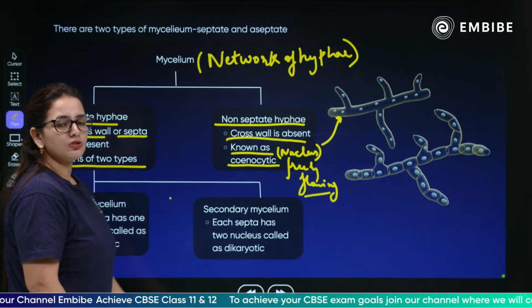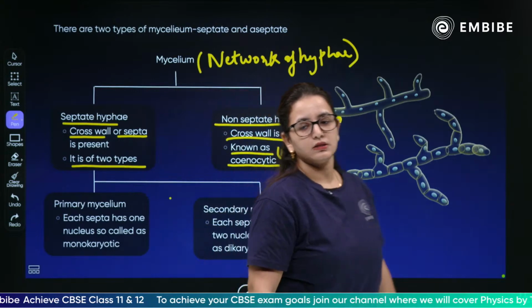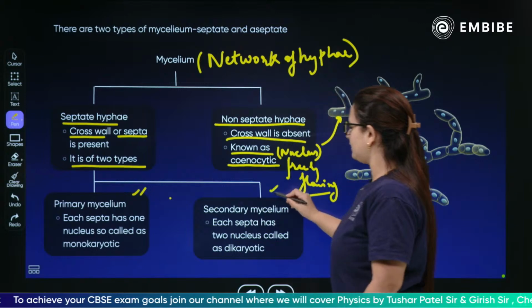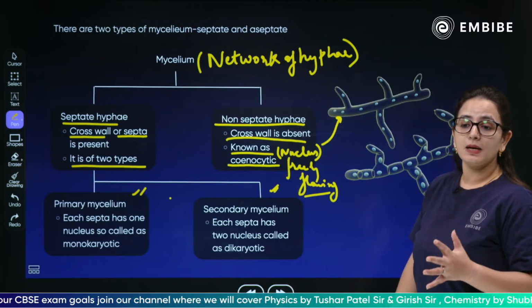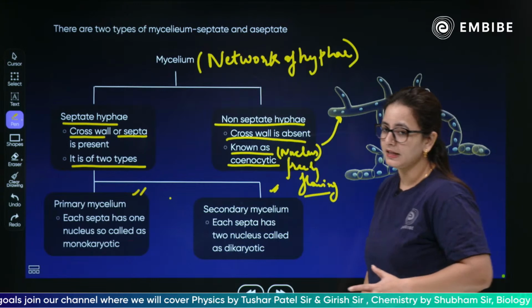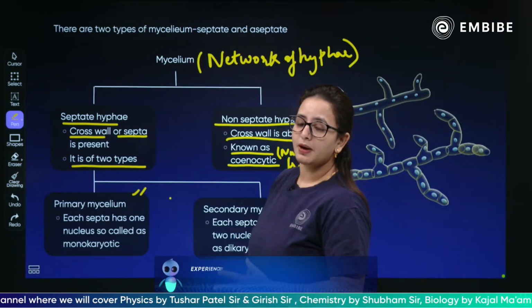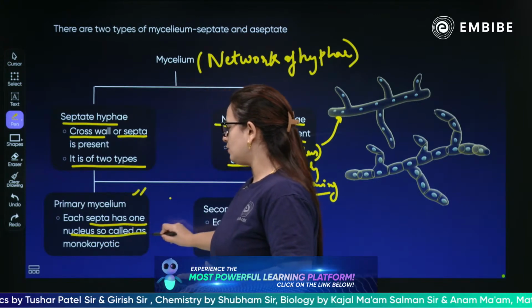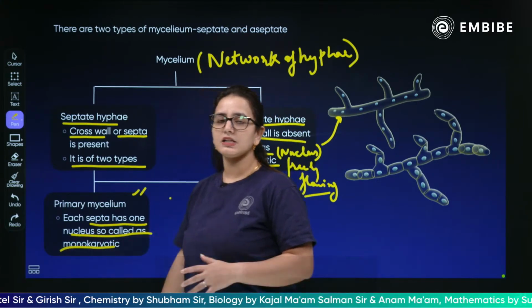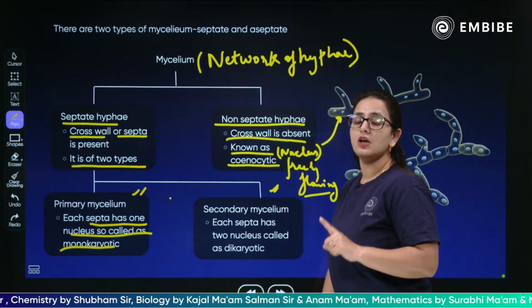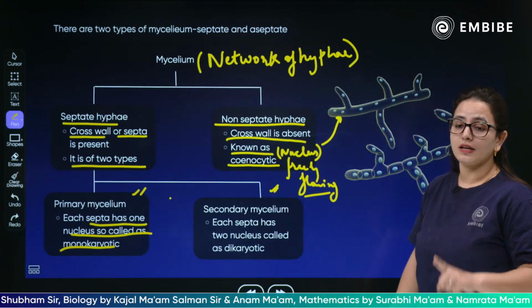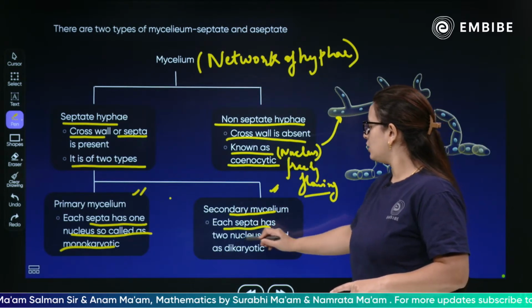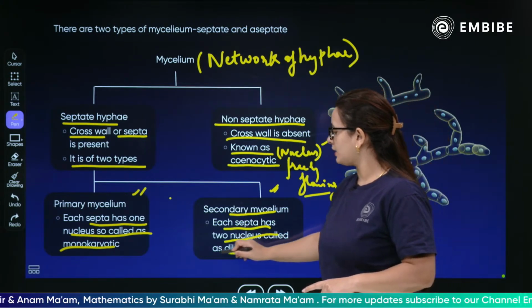into two types. So children, on the basis of the cross walls, they are further divided into primary mycelium and the secondary mycelium. What is the primary mycelium and what is the secondary mycelium? Talking about the primary mycelium, each septate has one nucleus, which is called monokaryotic. Okay. And secondary mycelium is that each septate has two nuclei, creating a dikaryotic condition.